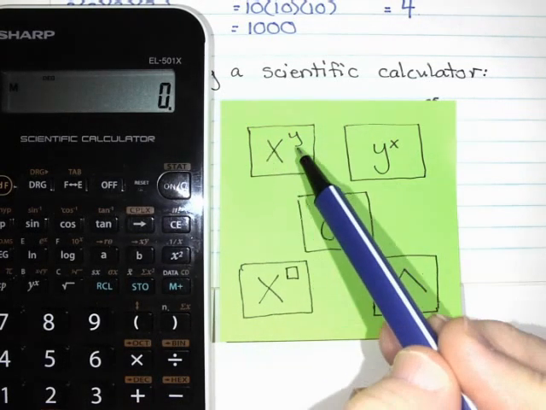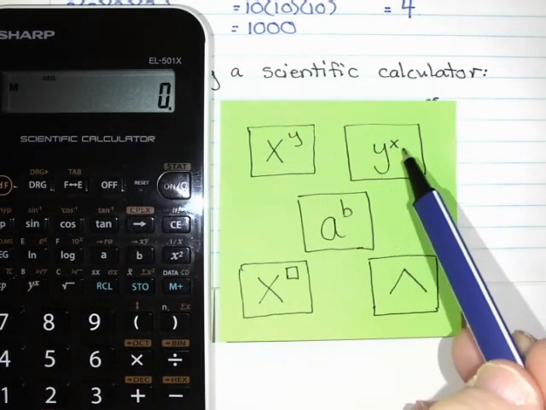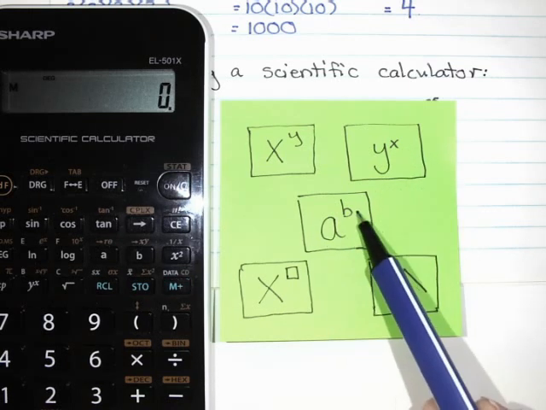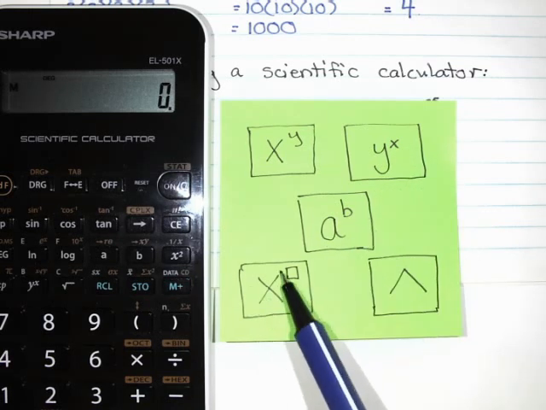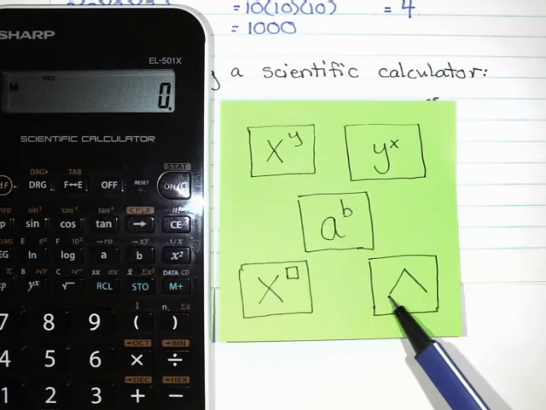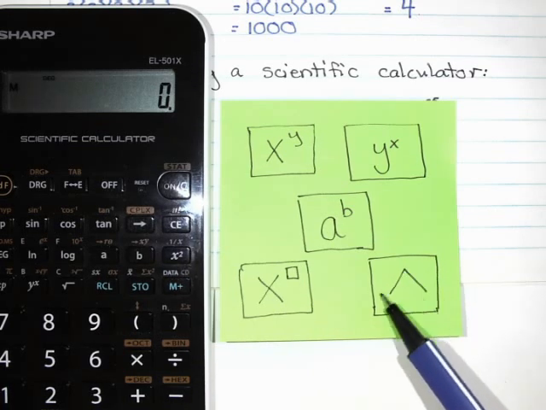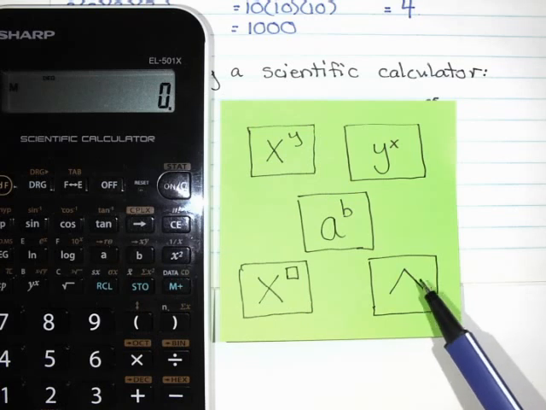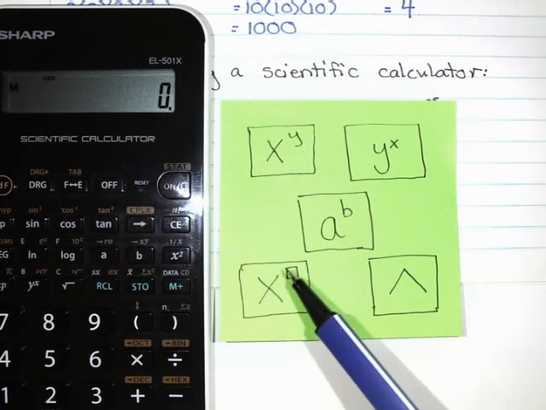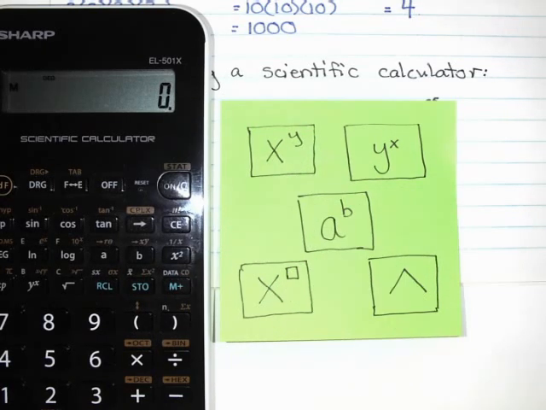It might be x to the power of y, it might be y to the power of x, it might be a to the power of b, it might be x to the power of, and then a little box, or you might have what they call the caret, which looks like a circumflex in French. So you should have somewhere on your scientific calculator one of those buttons.